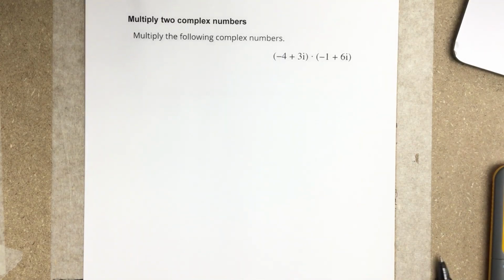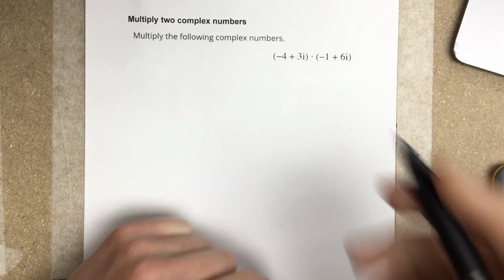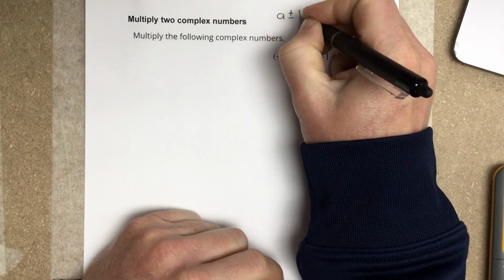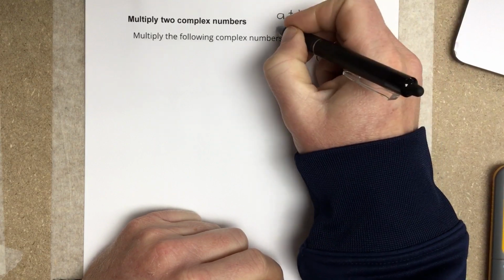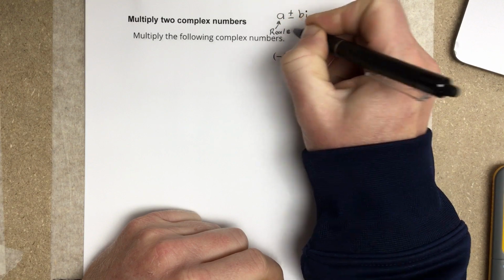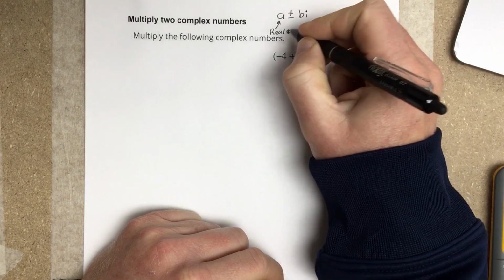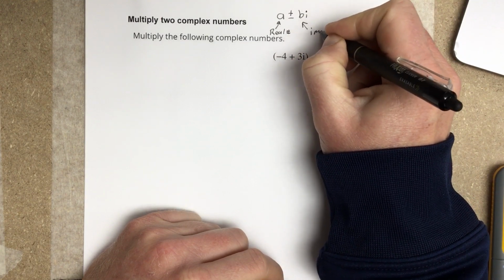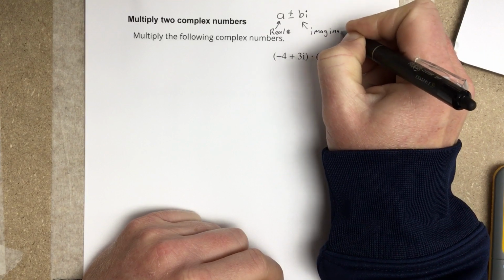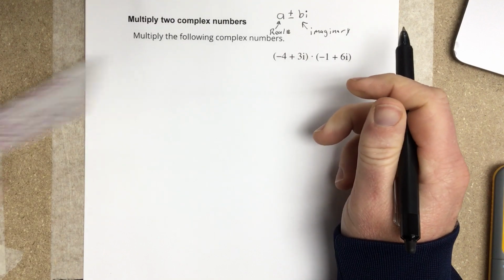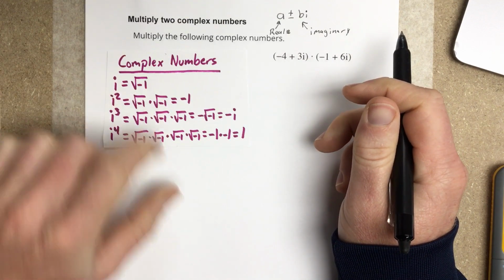In this video, we're going to multiply two complex numbers. And remember that a complex number is written as a plus or minus bi, where a is the real number coefficient, the real part, and this would be the imaginary part, the b part. So when we go to multiply, I'm going to throw up some of these complex number pieces here.